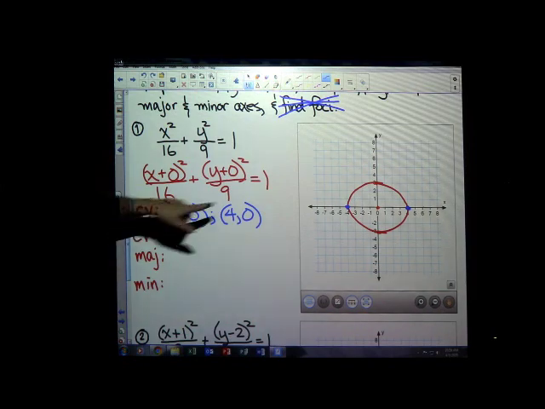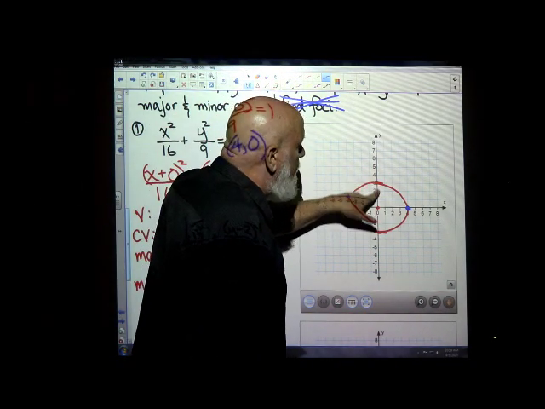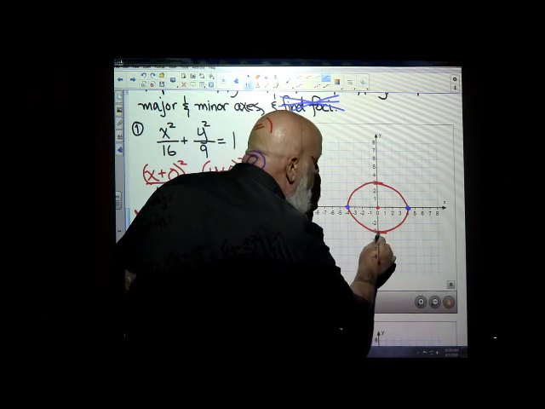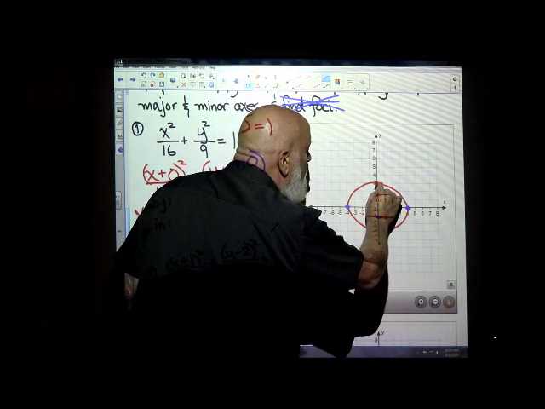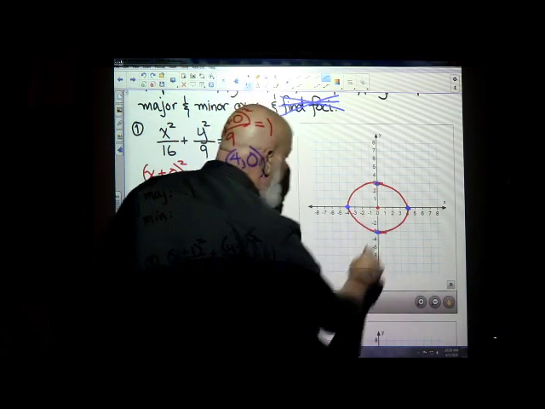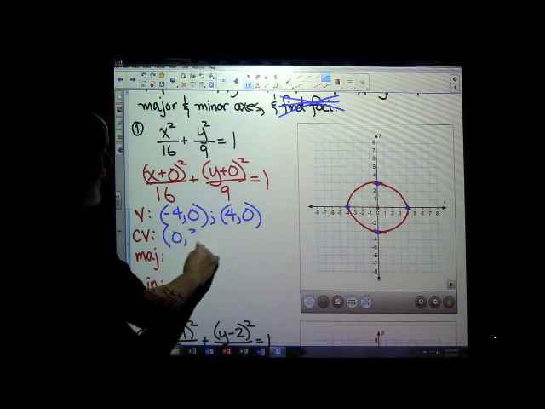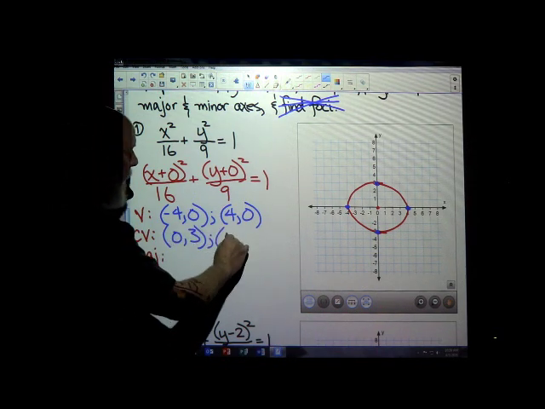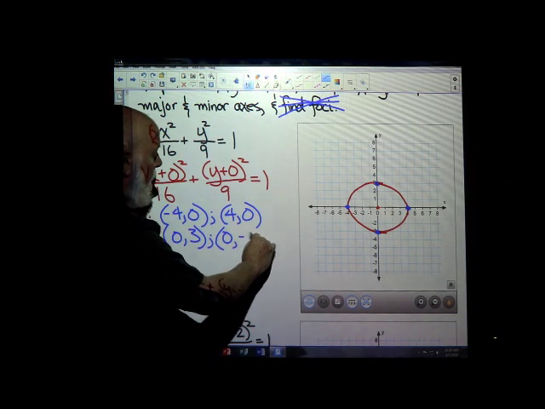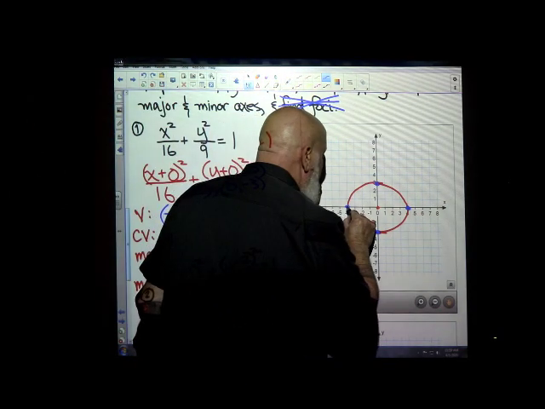Okay, our co-vertices are at the endpoints of the line segment that cuts our ellipse in half the short way. So that'll be these points right here. And I want the coordinates of those points. So I go over 0 up 3 and over 0 down 3. So my co-vertices would be over 0 up 3 and over 0 down 3.